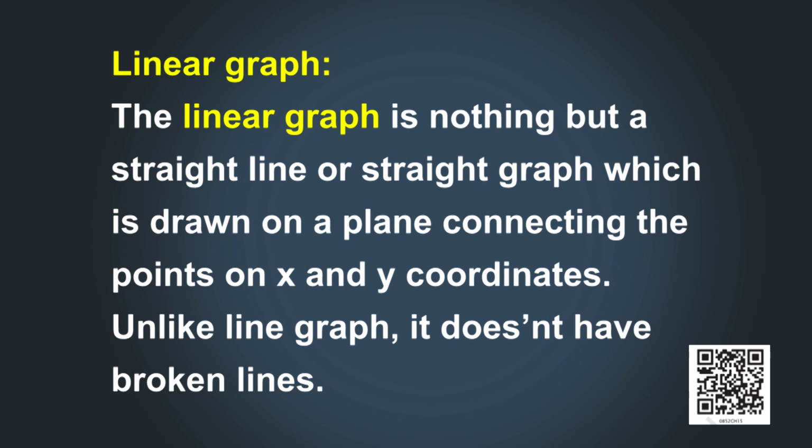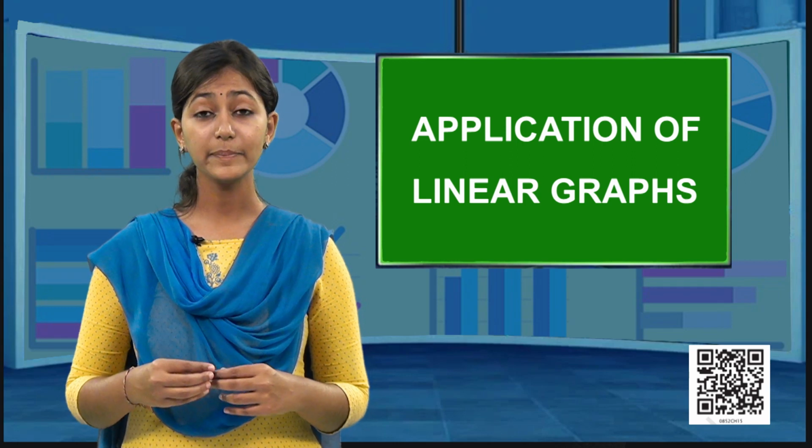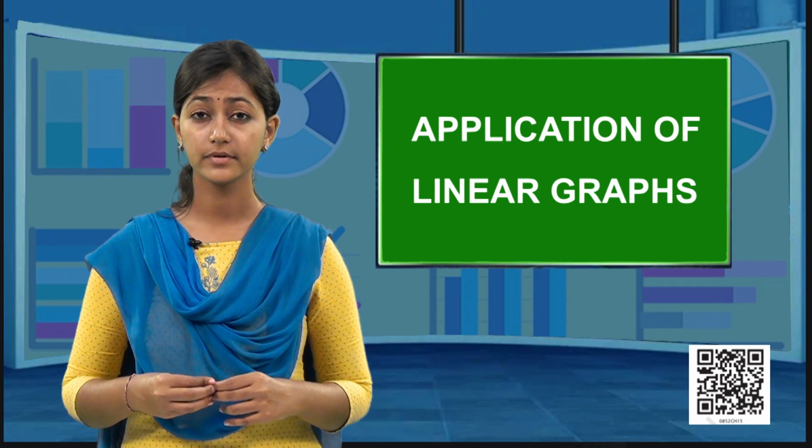Now, let's define what a linear graph is. The linear graph is nothing but a straight line or straight graph which is drawn on a plane connecting the points on x and y coordinates. Unlike a line graph, it doesn't have broken lines. Now, let's see applications of linear graphs.